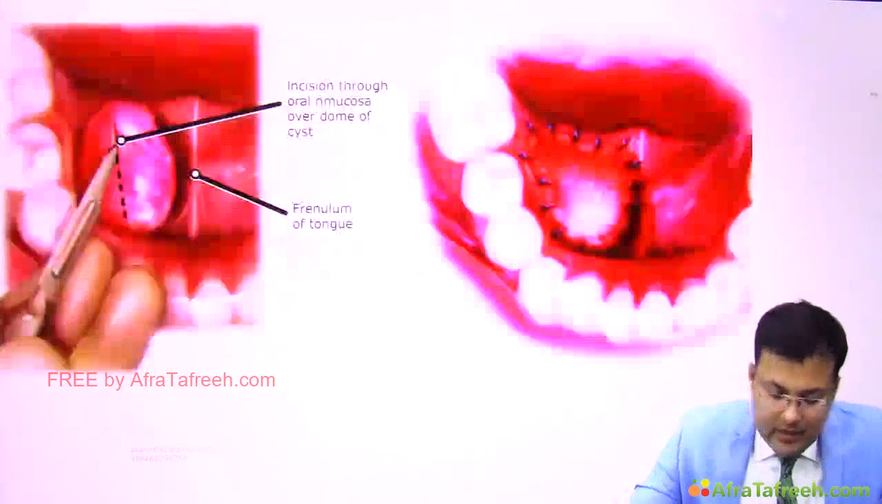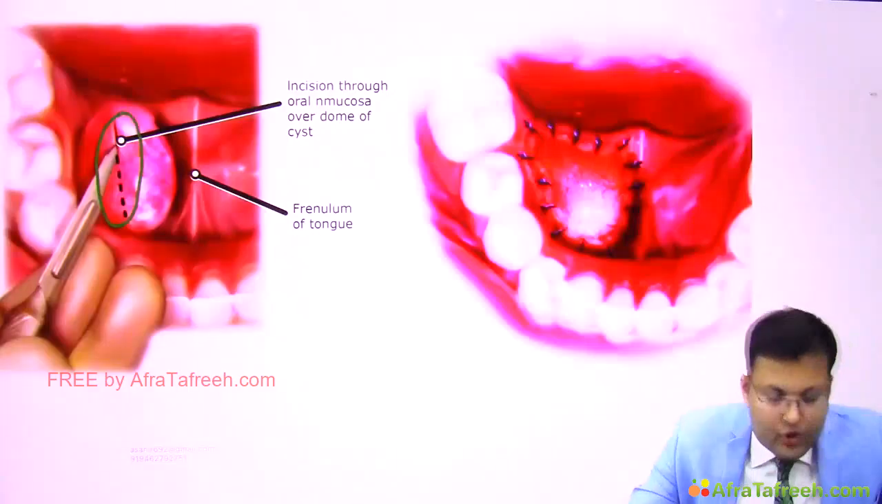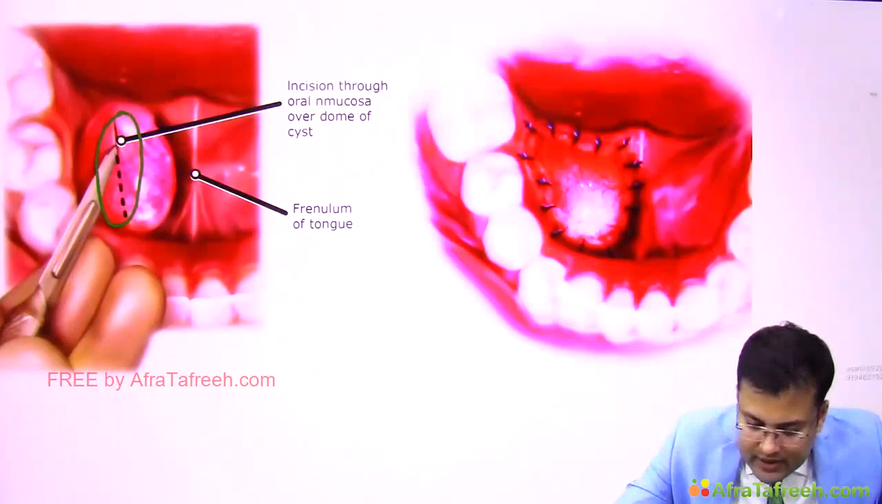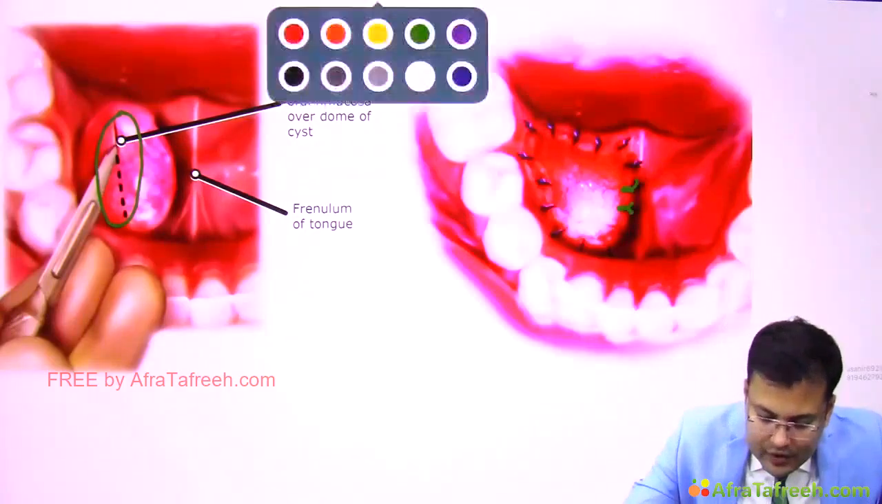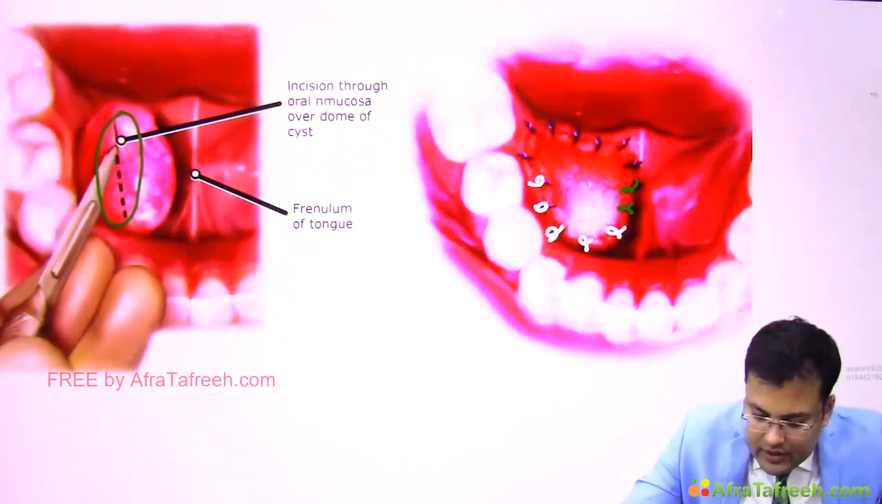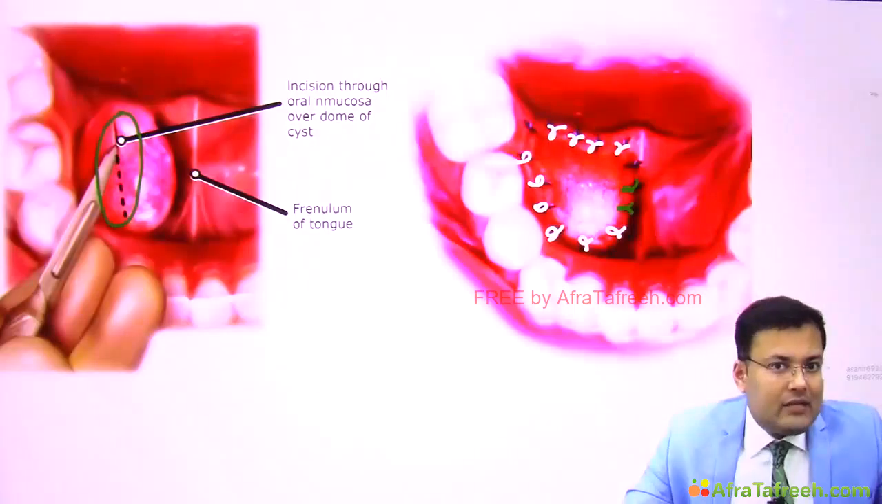How is it done? So here you can see, first we are giving the incision over the cyst, the dome of the cyst. After that, what are we going to do? The walls of the cyst are sutured to the surrounding. So I'm going to suture the walls of the cyst to the surrounding. So this is known as what? Marsupialization.